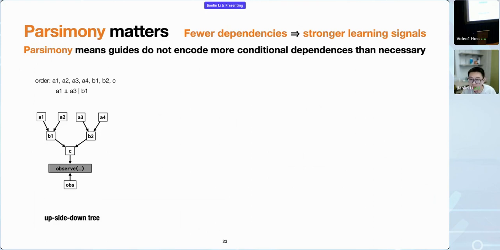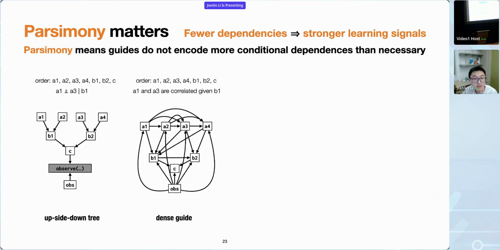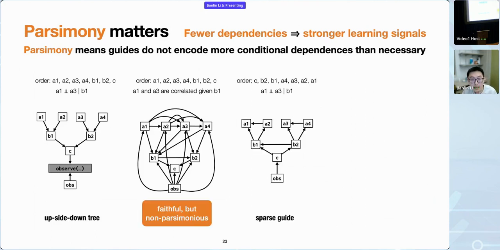A guide that has many dependencies. But if we sample random variables in a different order, we can get a program with a sparse dependence structure, and it is still faithful.